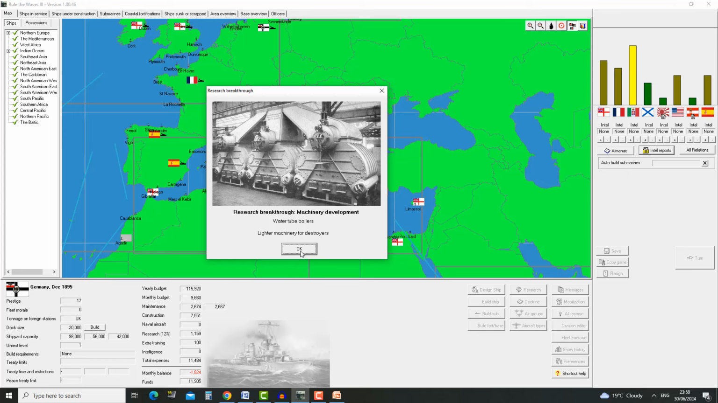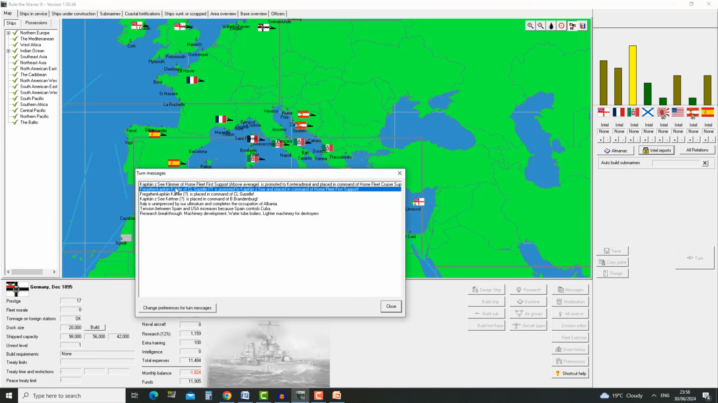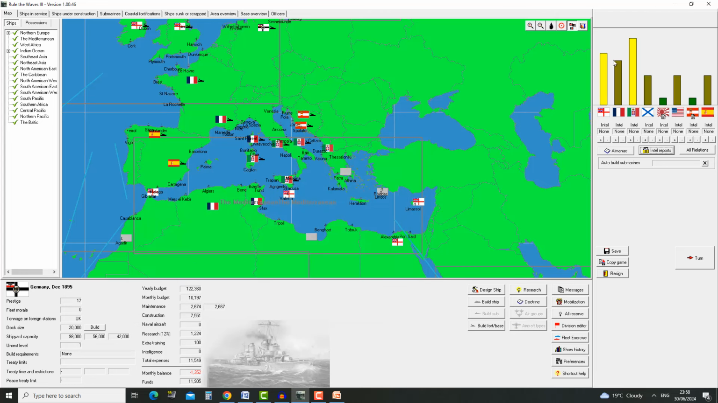lighter machinery for destroyers. Okay, Captain Klimmer of Home Fleet First Support is promoted to Contra-Admiral. And Kettner is placed in command of Brandenburg, Italy. And next, Albania. And machinery development. Okay, that fairly greatly increased the tension.